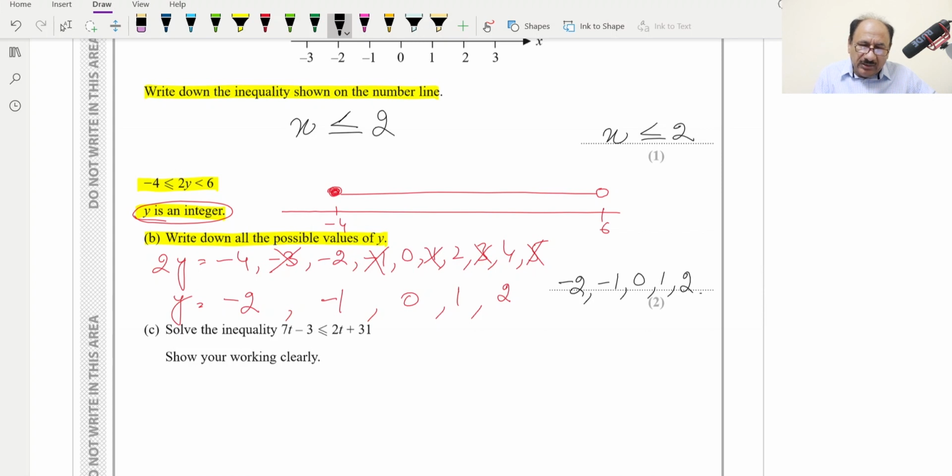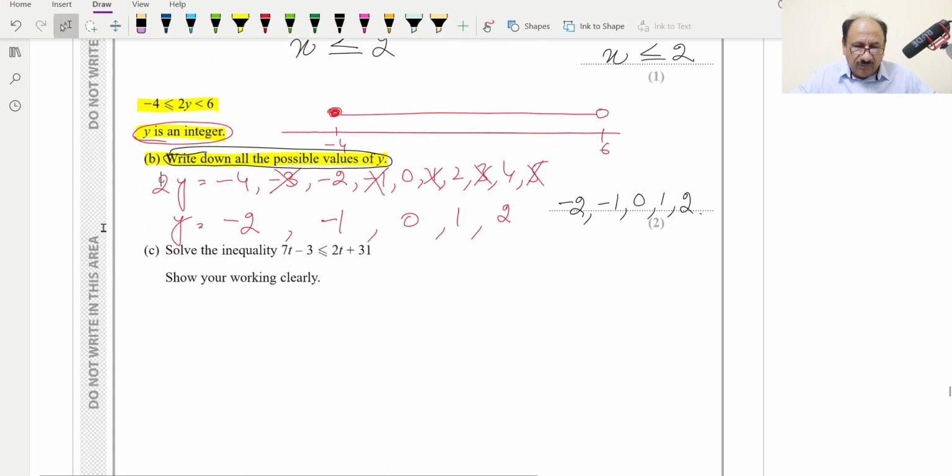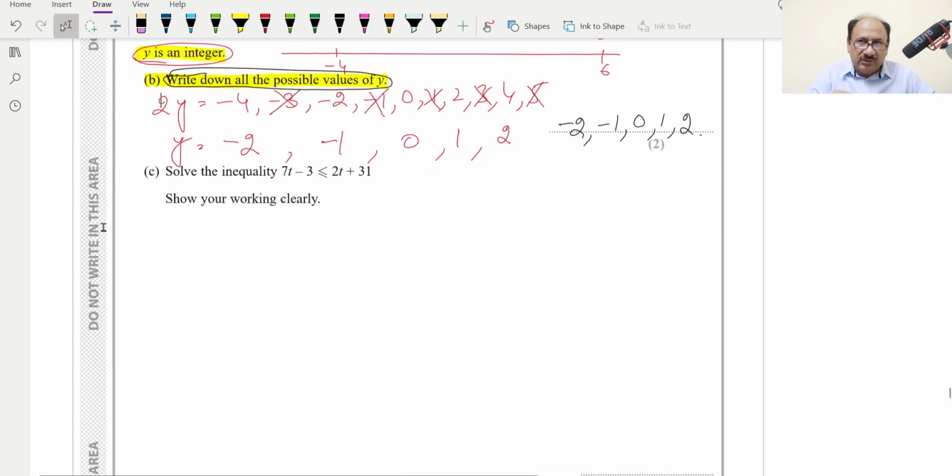And keep in mind they are saying write down all the possible values of y, so you have to write all the values, you cannot exclude any of these values. C part, solve the inequality. This is the inequality provided, show your working clearly. So we will be solving this one.